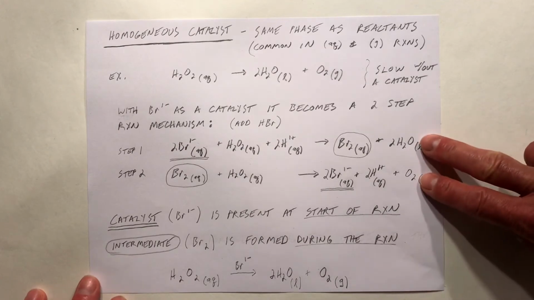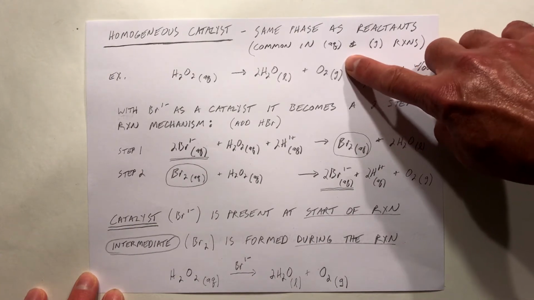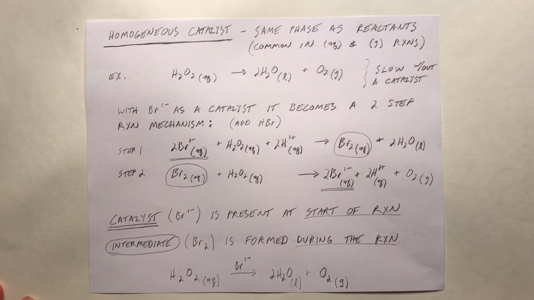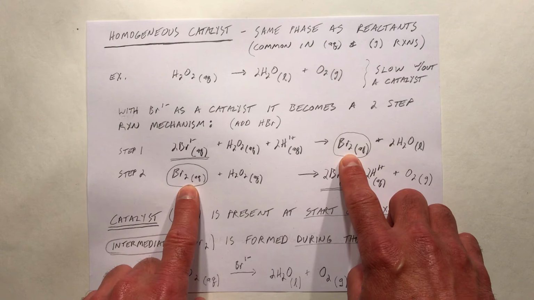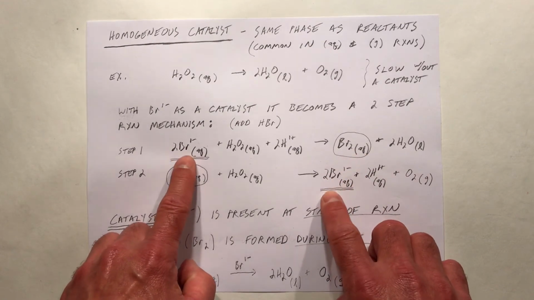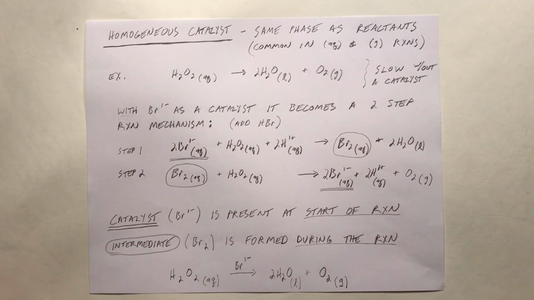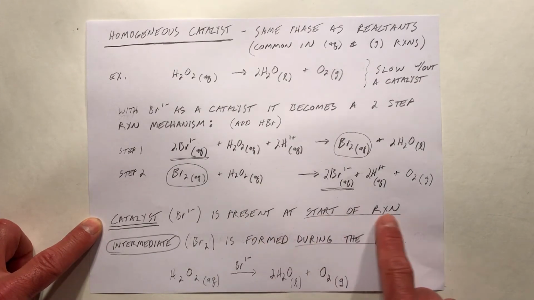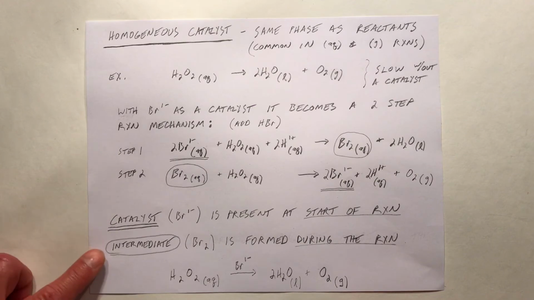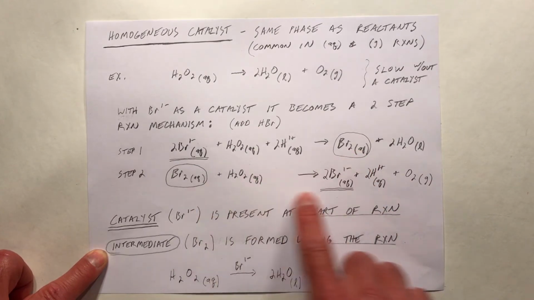If we add up the two steps of this reaction, you can verify that it would simplify down to be this reaction up here, the overall reaction. Now notice that we have Br2 as an intermediate. So how can you tell the difference between a catalyst, Br1-, and an intermediate, Br2? We can say that a catalyst, in this case Br1-, but always a catalyst, will be present at the start of the reaction. And an intermediate, in this case Br2, but always the intermediate, will be formed during the reaction and then reacted away before the reaction's over.